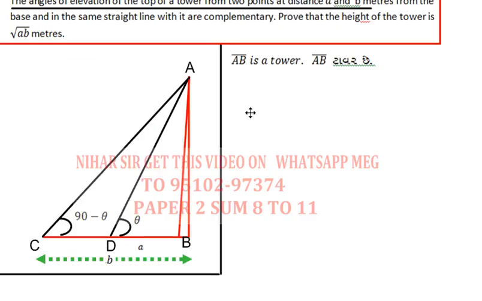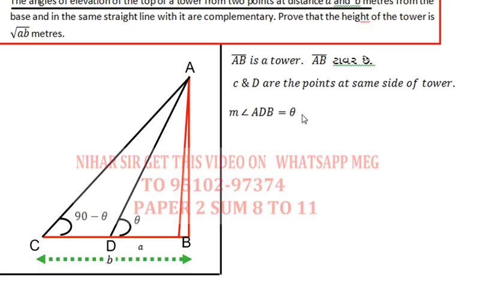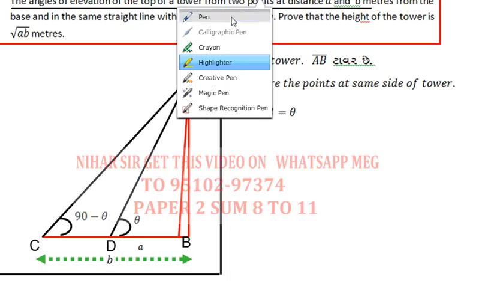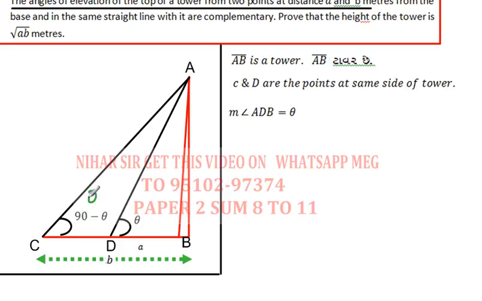Now AB is a tower. C and D are the points on the same side of the tower. ADB is theta. Now you might think, if I take theta here, it's okay, it will be 90 minus theta here. And I think this sum I will solve by both the methods so that you won't be confused.